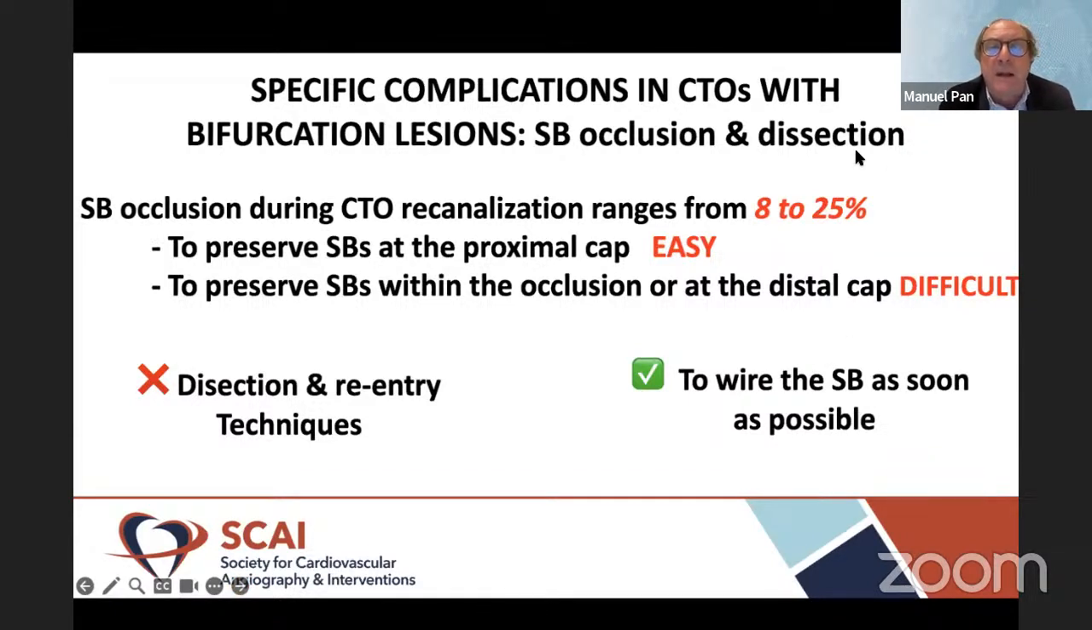To preserve the side branch, we need to know different strategies, and when the bifurcation is located in the proximal cap, it's easy to protect the side branch. In contrast with the bifurcation located within the body of the occlusion or in the distal cap. In all cases, we recommend to wire the side branch as soon as possible, and in case of a bifurcation located in the body or in the distal cap, try to avoid the technique of dissection and re-entry.